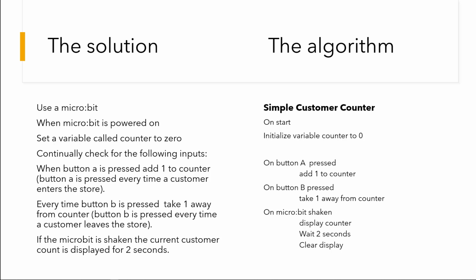Notice that in this particular algorithm, I have not had to do a loop, because using the microbit in MakeCode, I don't need to tell it to loop. It's just going to do it every time it senses button A or button B or a shake taking place.